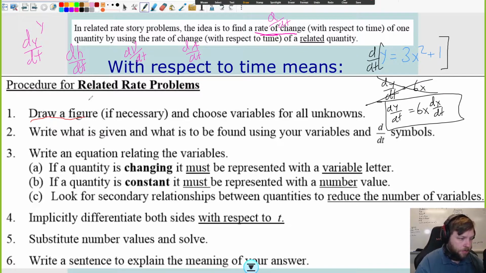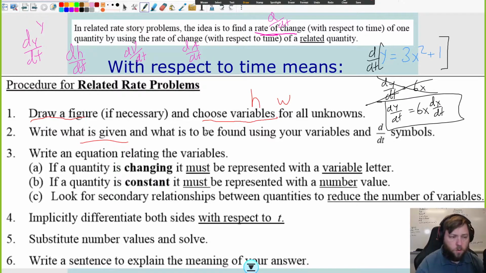And then you can label things. Also, sometimes you might need to choose variables for unknowns. So if it's talking about height, maybe I call it h for height. If I'm talking about width, maybe w. And then I might want to write those out. And then write what is given and what is to be found.